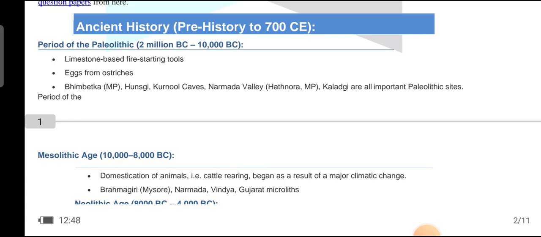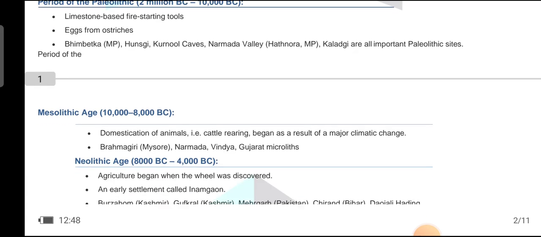And the first topic is the period of Paleolithic. The Paleolithic period is 2 million BC to 10,000 BC, and it is subcategorized into some points. First is limestone-based fire starting tools. Next is eggs from the ostrich age. And the next is Bhimbetka, Madhya Pradesh, Hunsgi, Kurnool caves, Narmada Valley, Hathnoda, Madhya Pradesh, Kalarji, which are all the important Paleolithic sites.